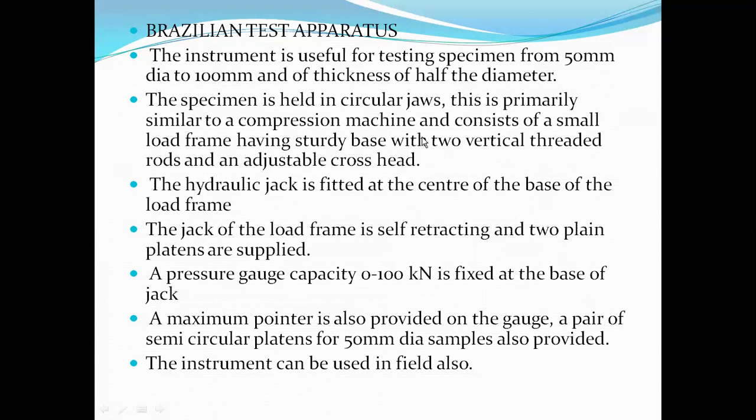So the hydraulic jack is fitted at the center of the base of the load frame. The jack of the load frame is self-retracting, and two plain platens are supplied. The pressure gauge capacity, how much can it measure? 0 to 100 kilonewtons, fixed at the base of the jack. This is all about the instrument, how exactly the operator looks and what the various features of it are. The maximum pointer is also provided on the gauge. A pair of semicircular platens for 50 mm diameter samples is also provided.